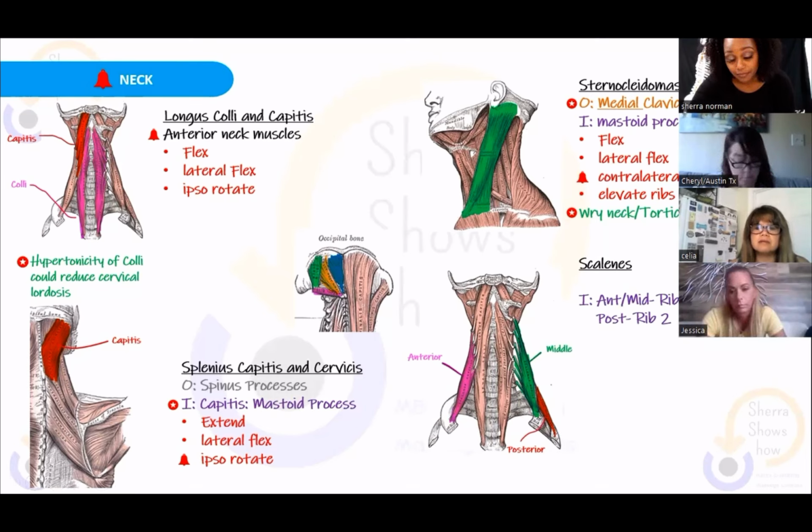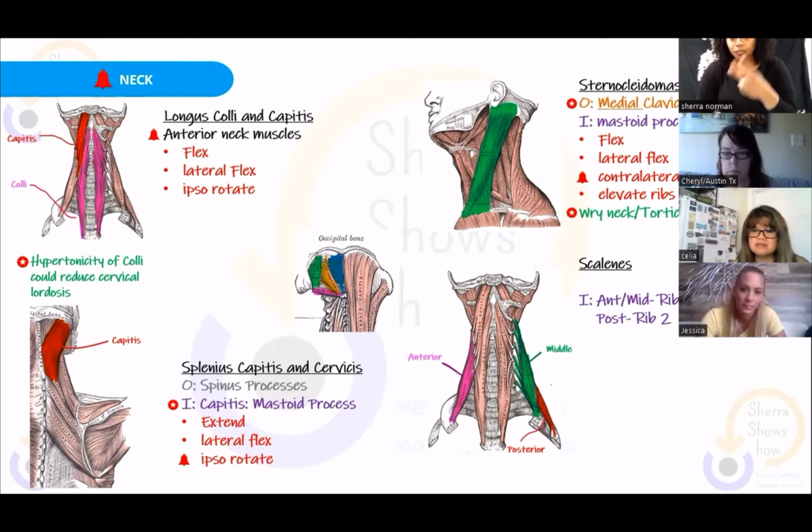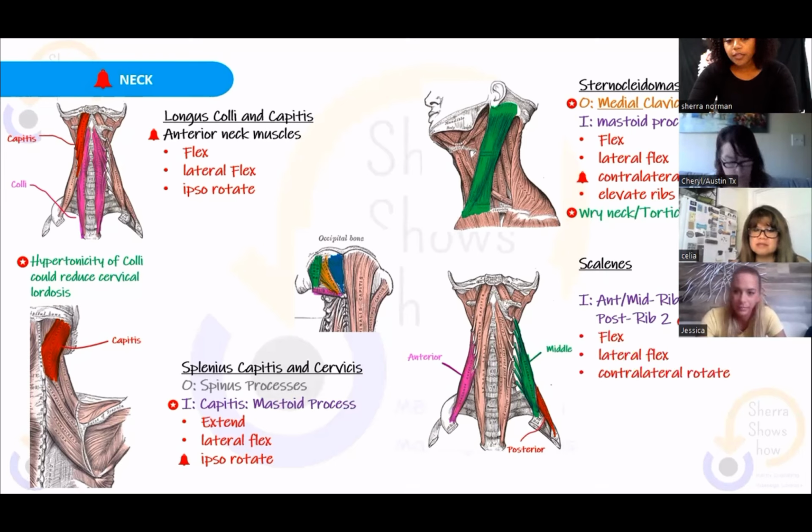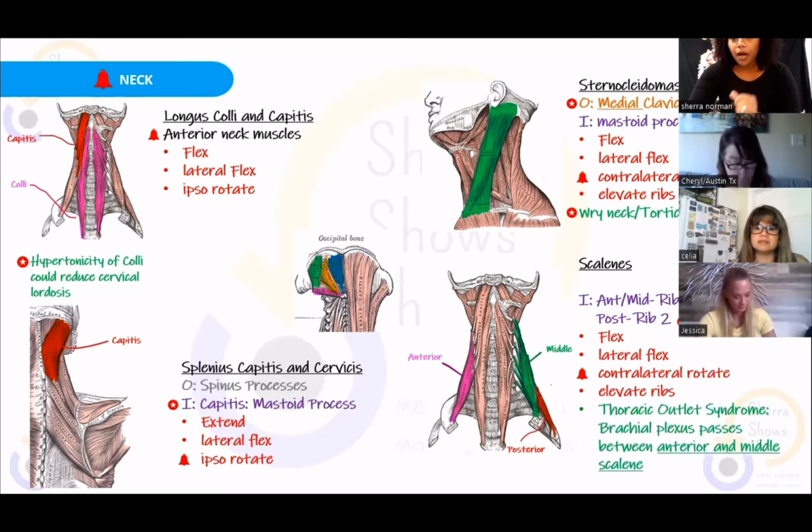I'm sorry. That was a practice test point. I think it's stupid, but it is what it is. Okay. So look at that. They go from the transverse processes. Anterior and middle hit rib 1. Posterior goes down to rib 2. Okay. They flex, laterally rotate, laterally flex, contralateral rotate, and elevate the ribs because they attach to the ribs. Okay. But also thoracic outlet syndrome.